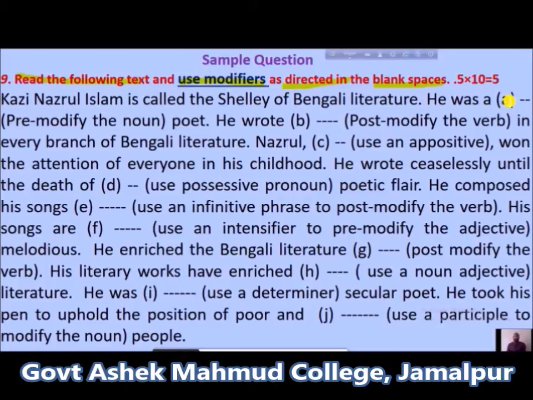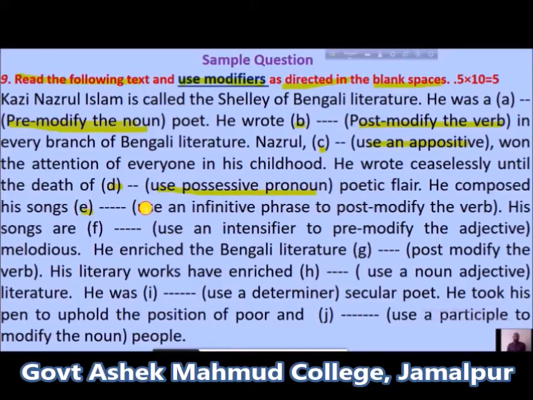Here you see 10 blank spaces like A, B, C, D, and in each space inside the bracket there is a direction for you. So you have to complete this very blank space according to this very direction. Like in A, it's written here pre-modify the noun. In B, post modify the verb. In C, use an appositive. In D, use a possessive pronoun.